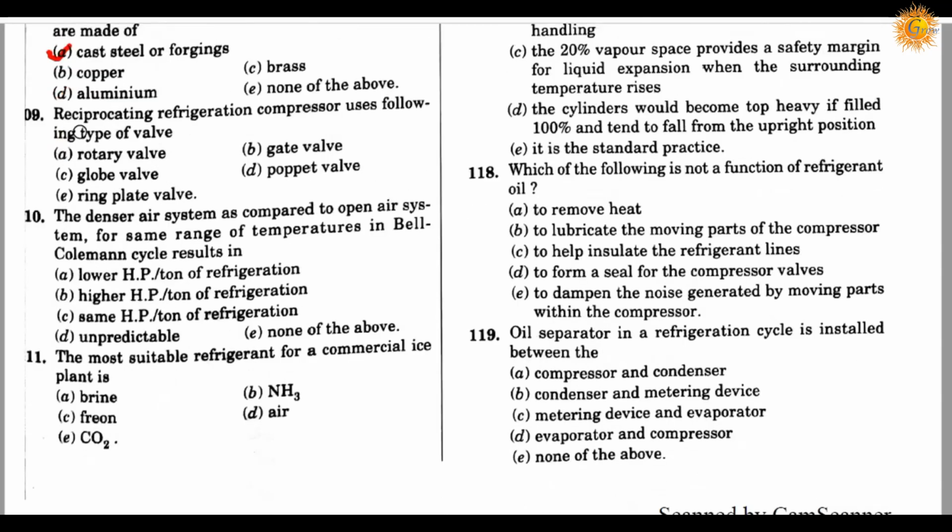Question 109. Reciprocating refrigeration compressor uses the following type of valve: Option A, rotary valve. Option B, gate valve. Option C, globe valve. Option D, pivot valve. Option E, ring plate valve. So the correct answer is E, it uses ring plate valves.